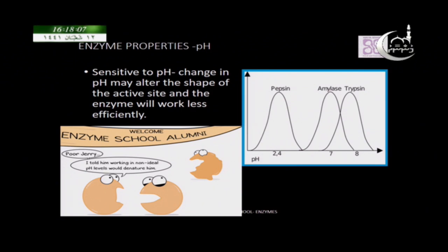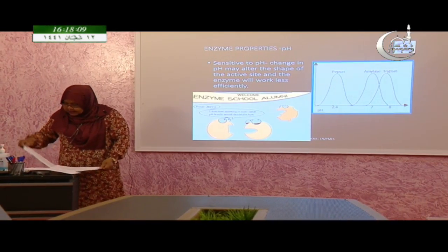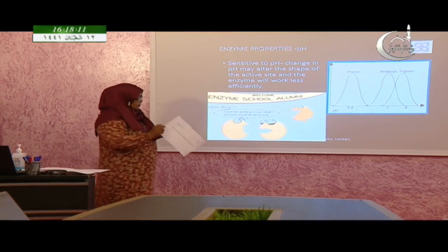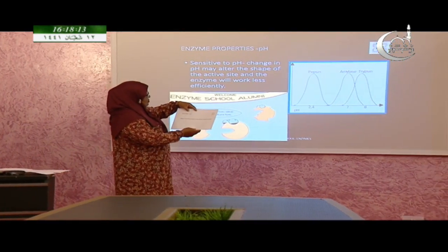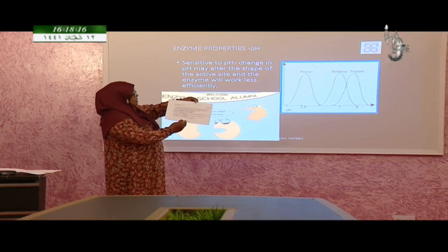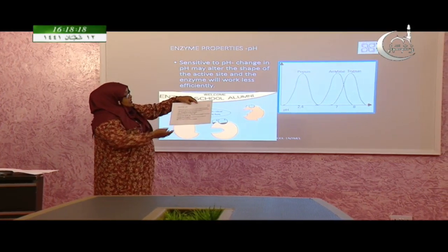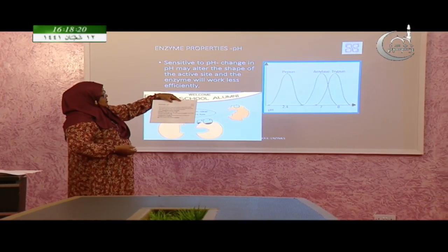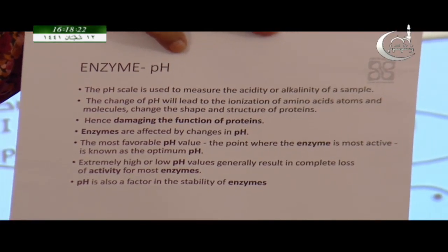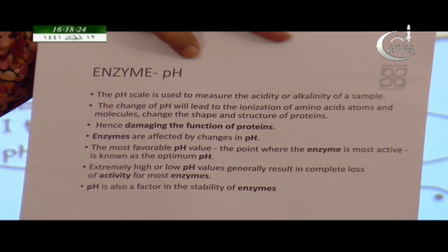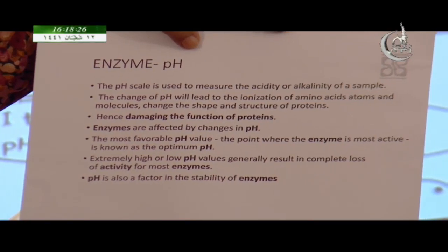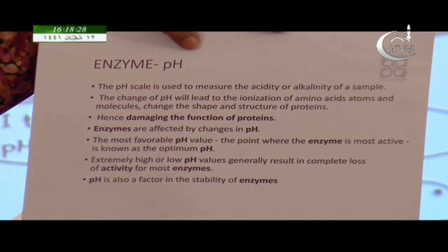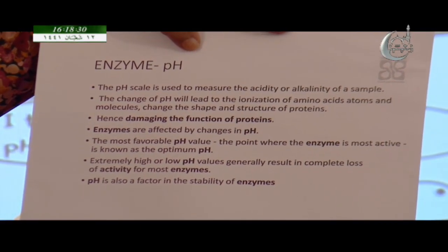Then we will go through the question on this. What is the effect of pH on enzyme activity? So, let us go through in an order. The pH scale is used to measure the acidity or the alkalinity of a sample. The change of pH will lead to the ionization of amino acids. Atoms and molecules change shape and structure, hence damaging the functions of the proteins.